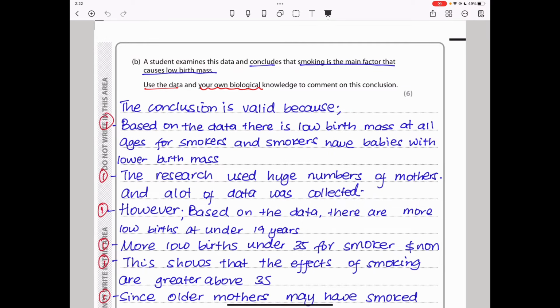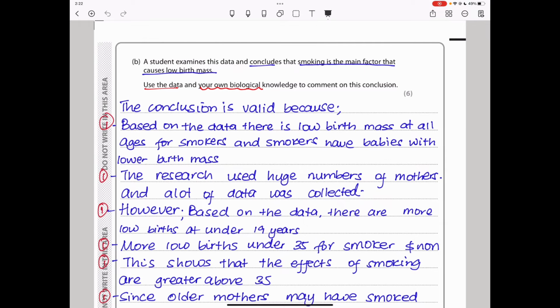Part B, a student examines this data and concludes that smoking is the main factor that causes low birth mass. Use the data and your own biological knowledge to comment on this conclusion. So if they say use your data and biological knowledge, for the data you have to look at the information provided in the exam. That is where the data is. And for your own biological knowledge, you have to think about the things you knew from theory, things that make sense, or things from your notes, and then you can try to write them down as well.